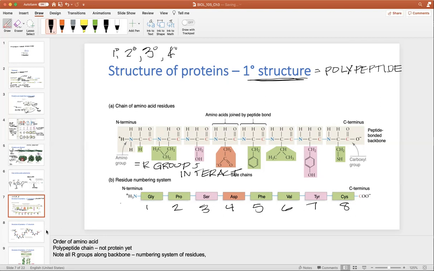Another thing to notice, the primary structure of a protein is simply the sequence of amino acids that make up the polypeptide chain. That is the definition of the primary structure of a protein, just the amino acid sequence.